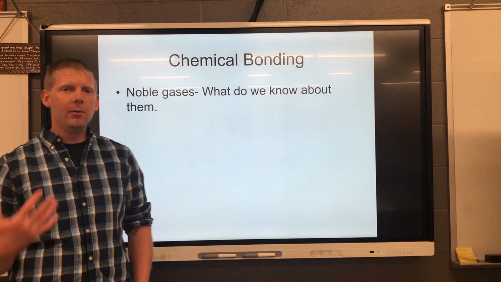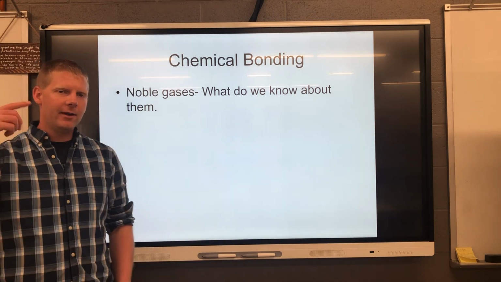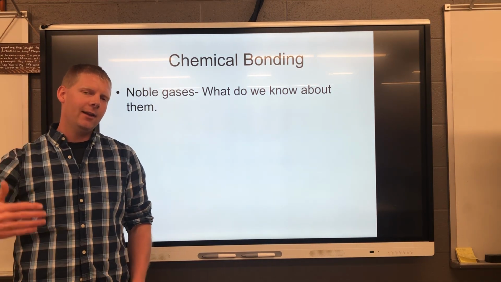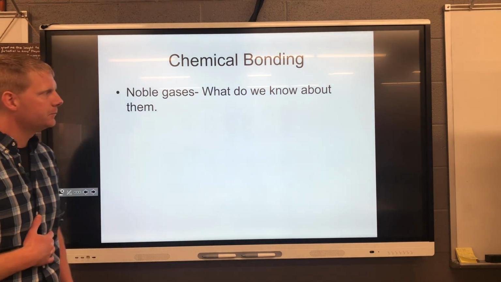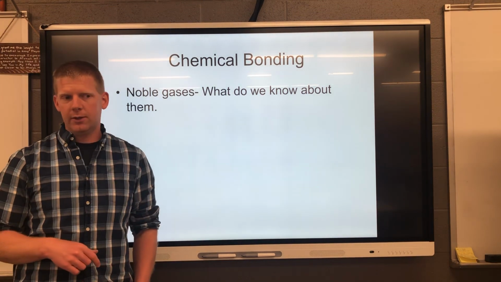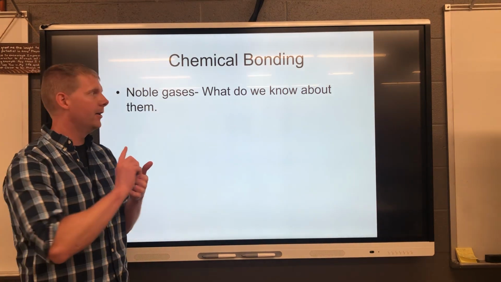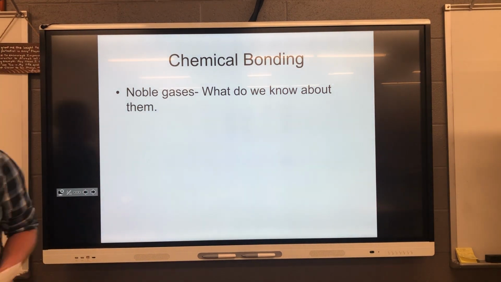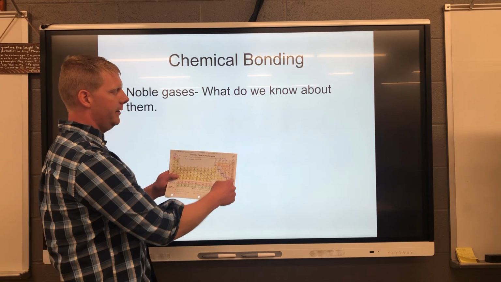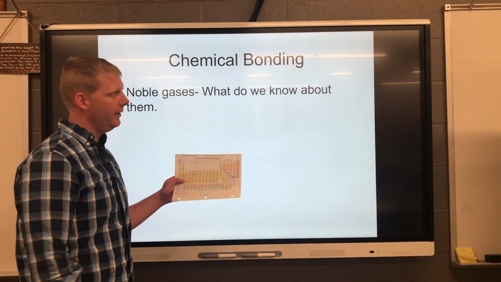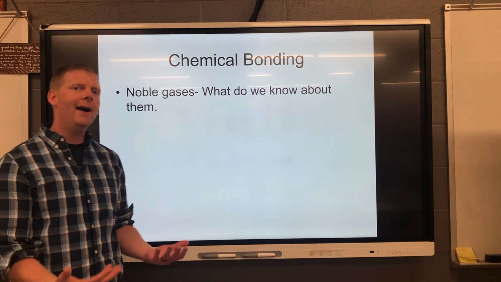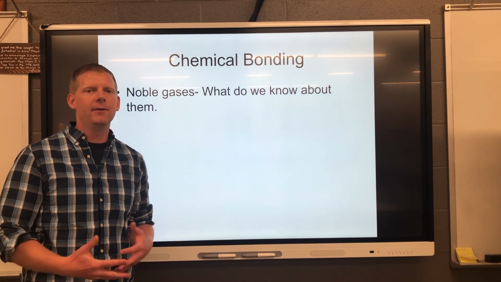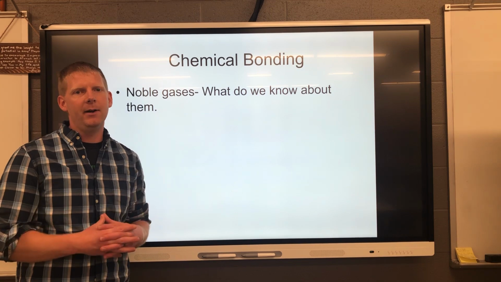So first off, noble gases, what do you know about them? Think about where noble gases are located, and what are some characteristics about them. Give you a second there. You should come up with that they are located all the way in the 18th row here, all the way to the side, and we know they are completely unreactive. Well, if we understand why they're completely unreactive, that's going to help us with ionic bonding.